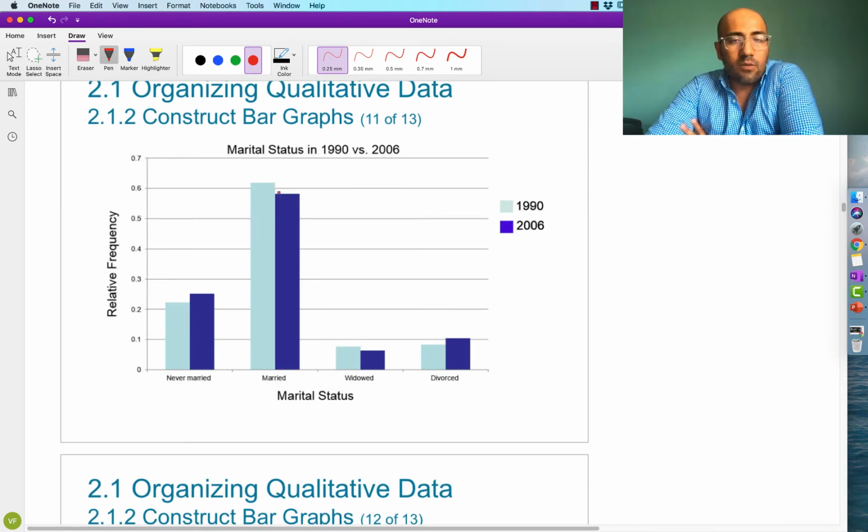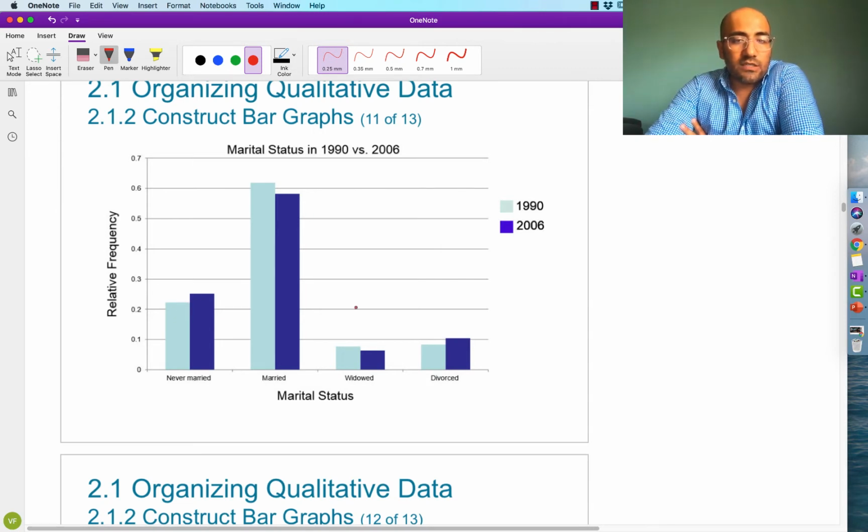Slightly less, a smaller proportion of the population in 2006 was married as compared to the population in 1990. A slightly smaller proportion is also widowed, so maybe life expectancies are increasing, maybe deaths are decreasing, right? Widowed, somebody died. Divorce rates are much higher, right? So as a proportion of the population, a much higher proportion has categorized themselves as divorced. And also the proportion of the population that has never married is also higher.